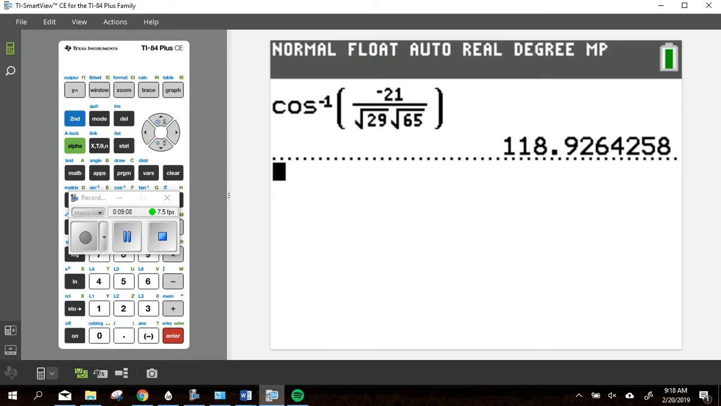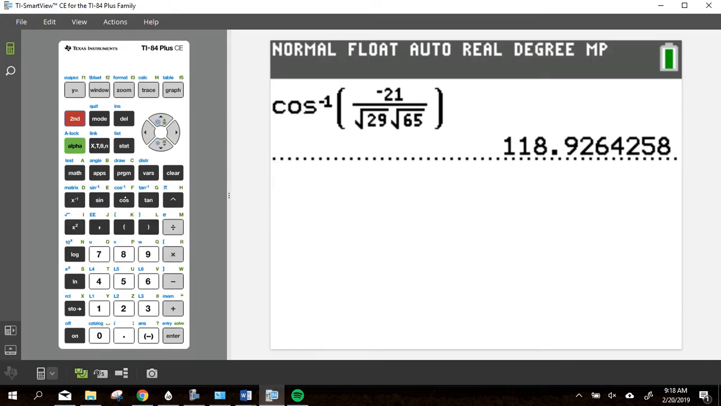We're going to type that in. So again, we're going second cosine. On top, I'm going to go alpha F1. I want to type this in as a fraction just to make my life easier. 1 minus square root of 3 on top.